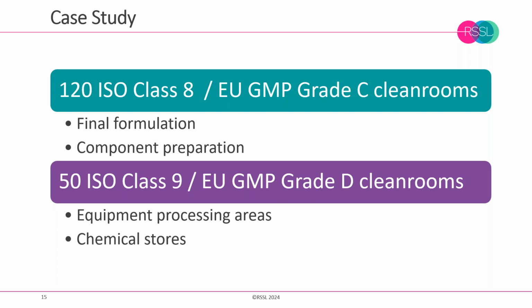This is an exercise that was undertaken for a relatively large pharmaceutical manufacturing facility. So it included around 180 clean rooms that were classified as grade C and around 50 that were classified as grade D. Now, you may not have a facility that large, but hopefully, again, the examples and the approach taken will be something you can apply to a facility of any size.